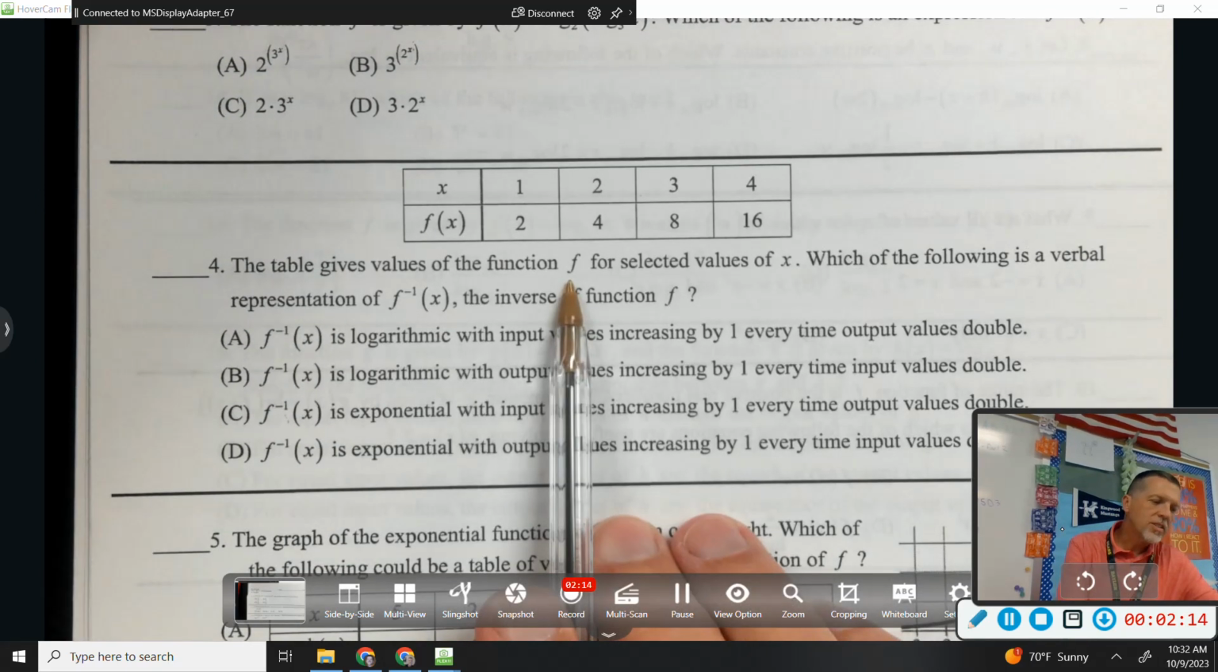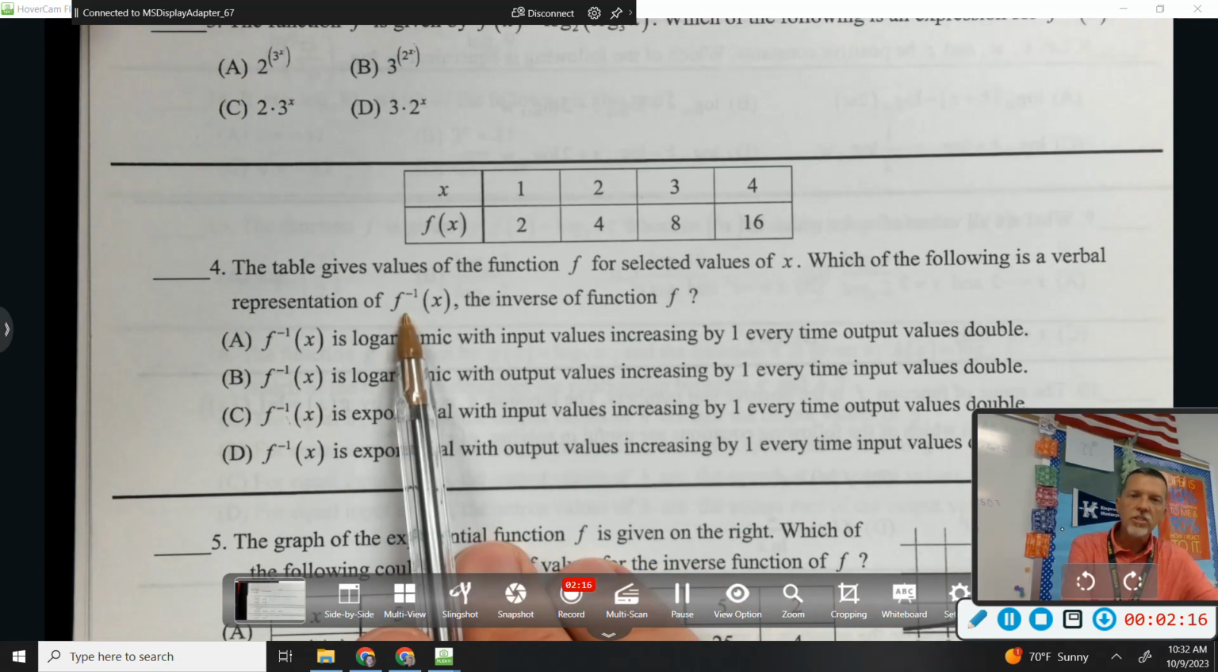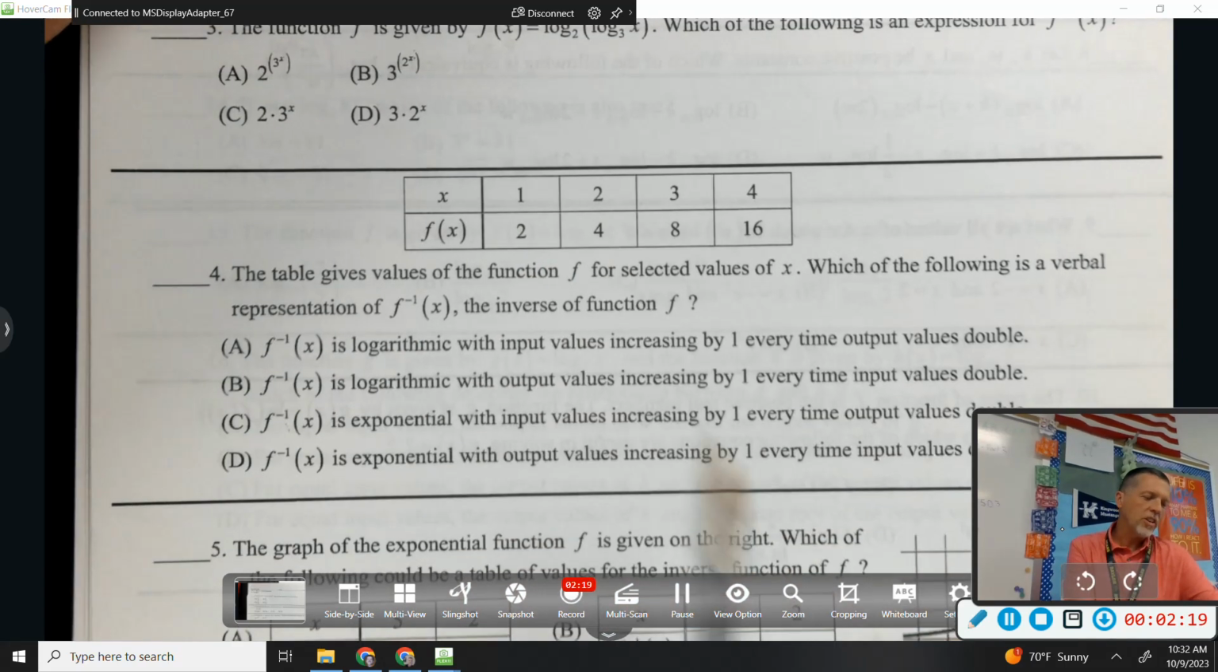Number 4 is not for us to do, it's already done, but it's again with the inverse and, excuse me, switching the x's and y's.